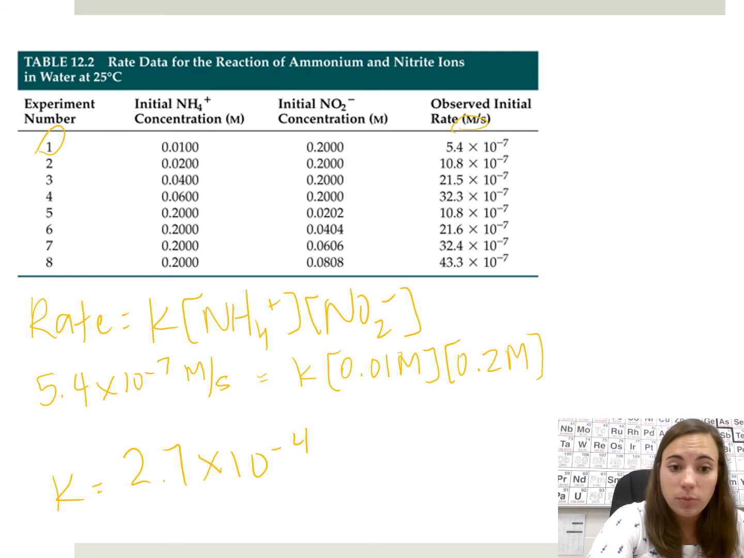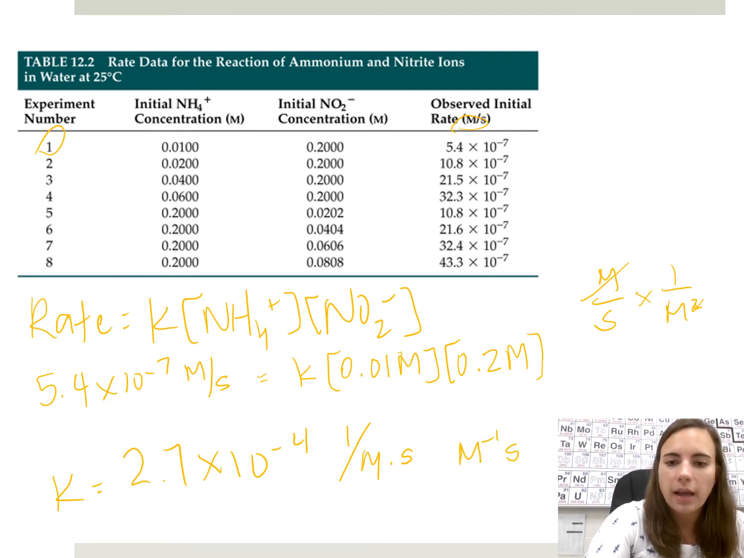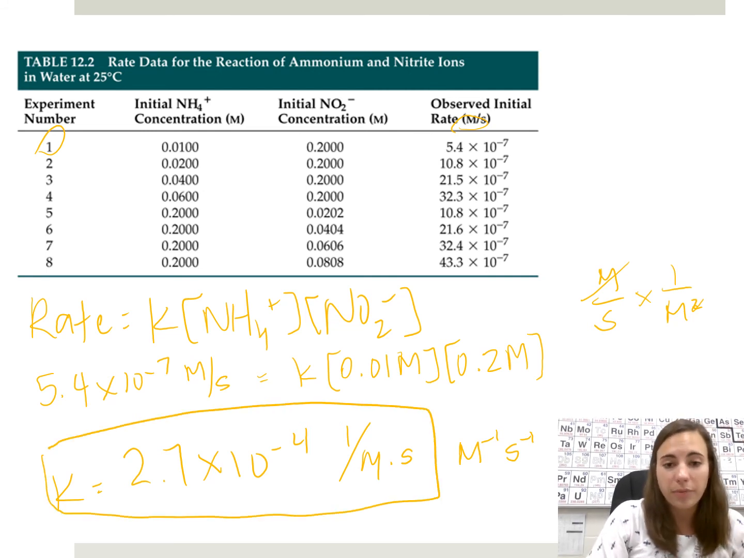Now I have to do my units. So molarity per second divided by molarity times molarity, which is molarity squared, is the same thing as multiplying by the reciprocal, however you want to think about it. These cancel out, and so I have 1 over molarity seconds. You might also see this written as molarity to the negative 1 seconds to the negative 1. It means the exact same thing. Both are perfectly acceptable.